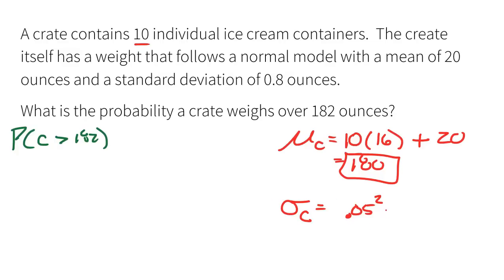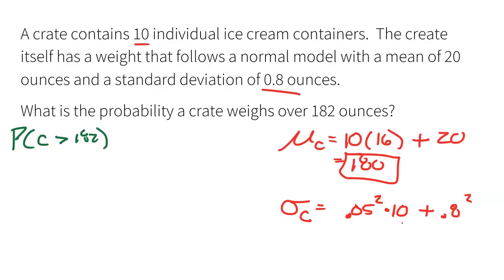Now you got variance. But I got 10 containers. So I got 10 containers each containing 0.05 squared of variance. So I'm still multiplying by 10 to speed up the addition, but I don't square the 10. It's just the 0.05 that gets squared because I'm not allowed to combine standard deviations. I'm only allowed to combine variance. So I got variance for each individual container. Plus, don't forget about the variance for the crate. So the variance for the crate is 0.8 squared. And I only have one crate, so I don't have to multiply it by anything. It's only got one crate. So there's my total variance. You're not allowed to add standard deviation. You're only allowed to add variance.